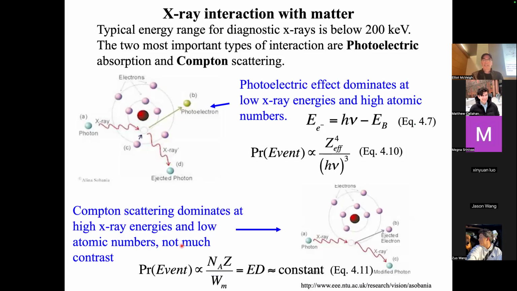Okay, so the two effects have an interesting dependence on the stuff in the patient, like what a patient's made of. The probability of a photoelectric interaction with an incoming X-ray and an atom goes as the fourth power of the atomic number of the element. So as the element gets bigger, the photoelectric effect goes up much higher for a fixed photon energy.